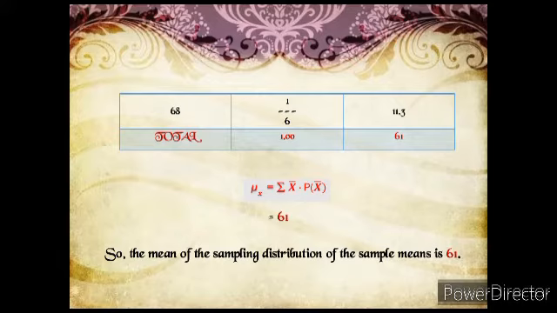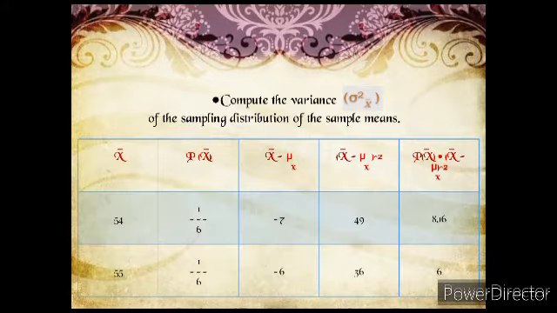In total, all probability is equals to 1, while the total of all sample mean times probability is equals to 61. In computing the mean of the sampling distribution of the sample means, the formula is: the mean of the sampling distribution is equals to the sum of all sample mean multiplied by its probability, which is equals to 61. So the mean of the sampling distribution of the means is 61.